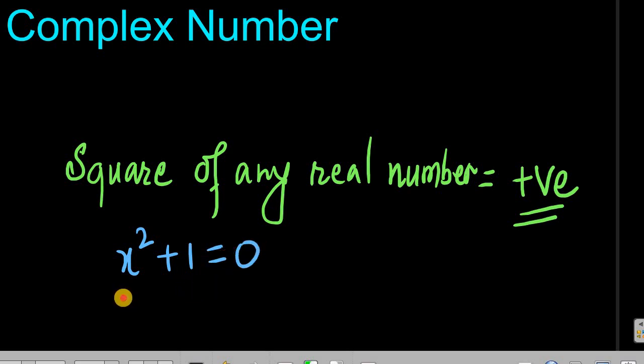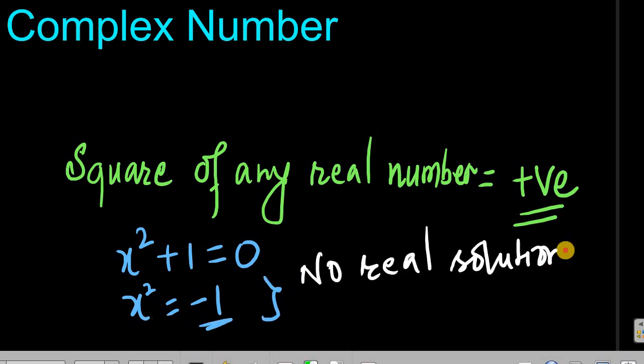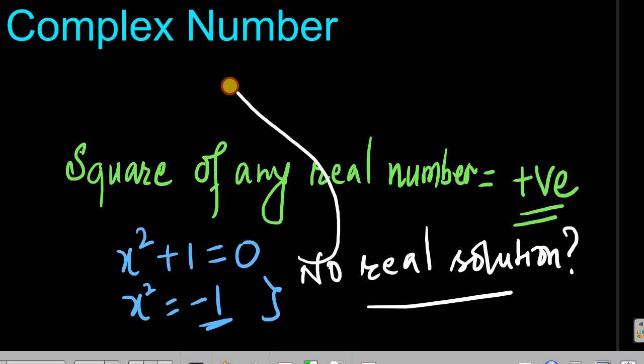Here we can write x square is equal to minus 1. Now here we see that the square of any number, suppose here x, has become negative. That means this equation has no real solution. In order to provide the solution of such equations, the number system is extended and has given birth to the complex number system. In a complex number, root under minus 1 exists, which does not exist in the real number system.